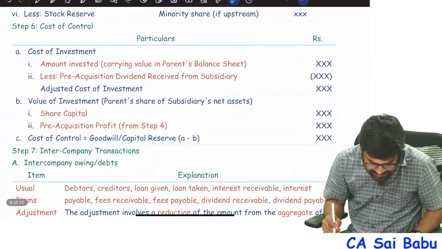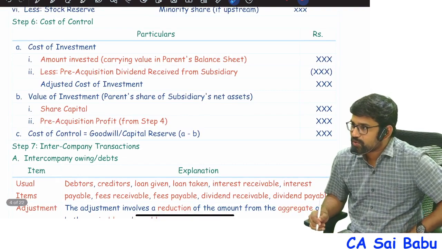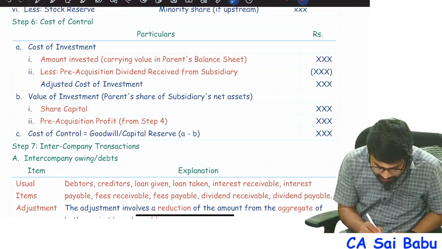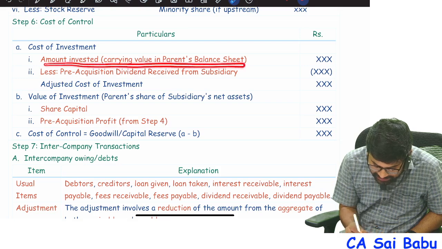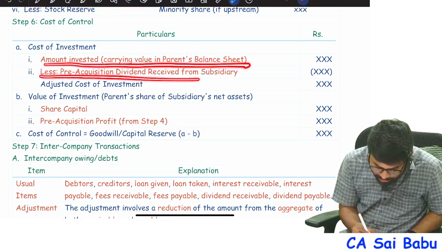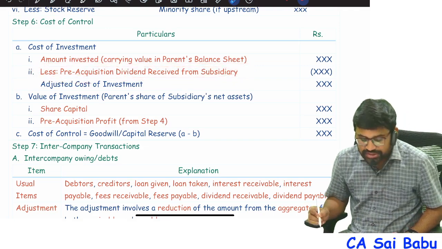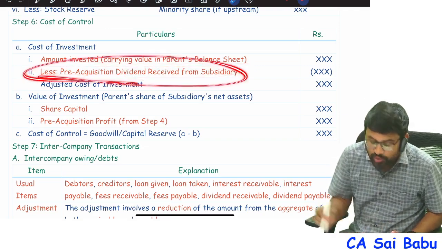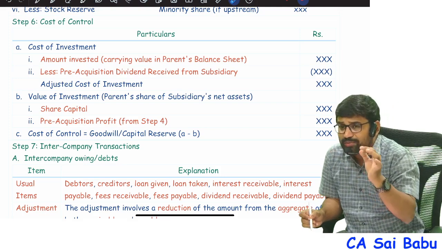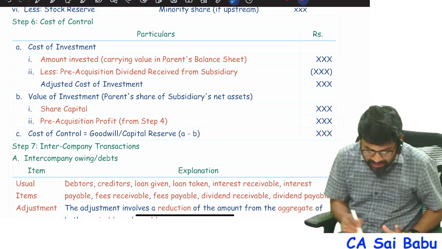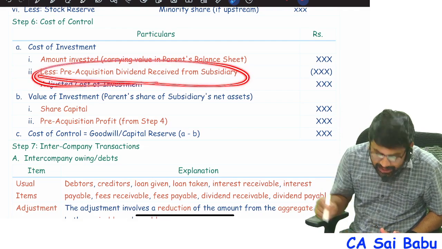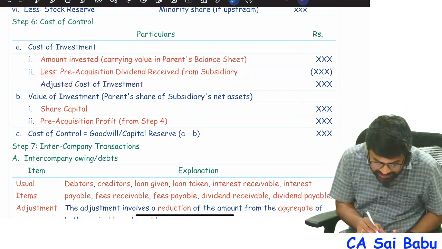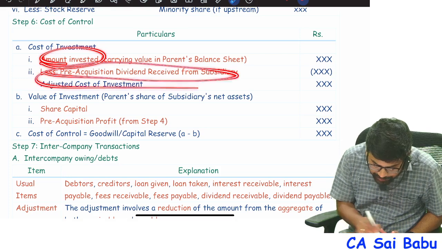That's why you see step number 6, cost of control. In this step, from the amount invested, what did I reduce? Pre-acquisition dividend received from the subsidiary company. I told you, any dividend given by the subsidiary from pre-acquisition profits, the parent company adjusts to the cost of investment. That's why amount invested minus pre-acquisition dividend received.